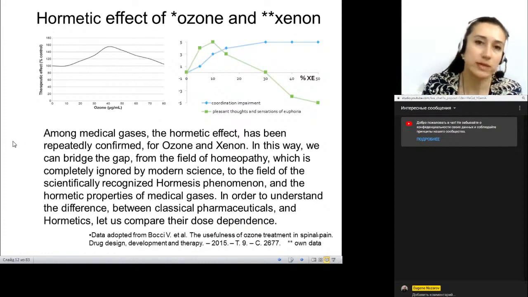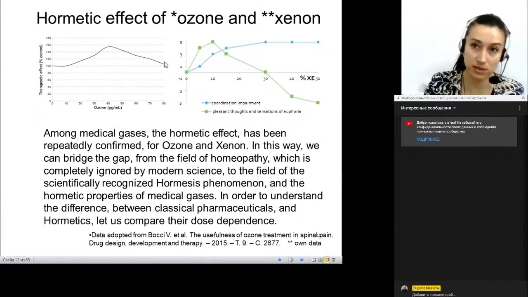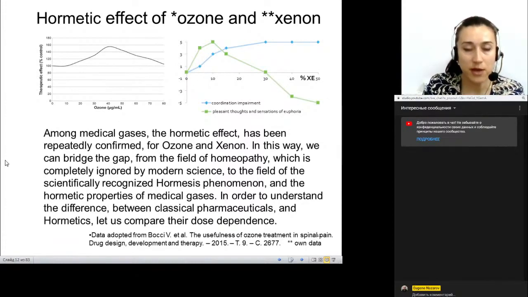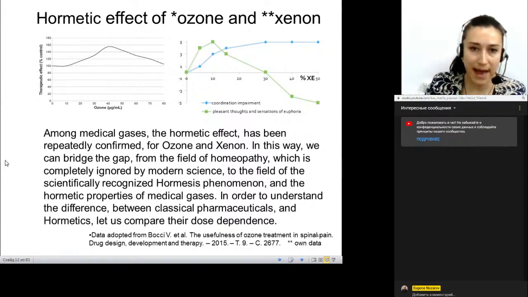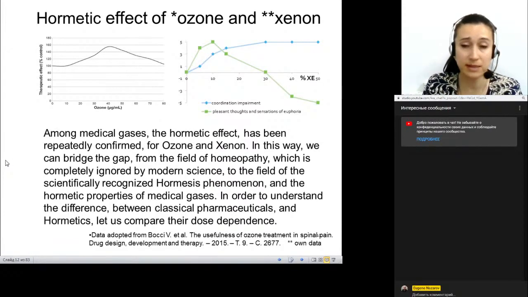So now we will see the hormetic effect of these two medical gases, ozone and xenon. Among the medical gases, the hormetic effect has been repeatedly confirmed for ozone and xenon. In this way, we can bridge the gap from the field of homeopathy, which is completely ignored by modern medicine, to the field of the scientifically recognized hormesis phenomenon and the hormetic properties of medical gases.